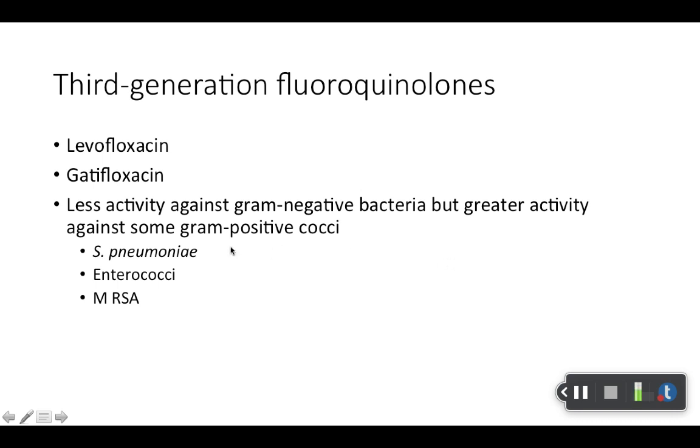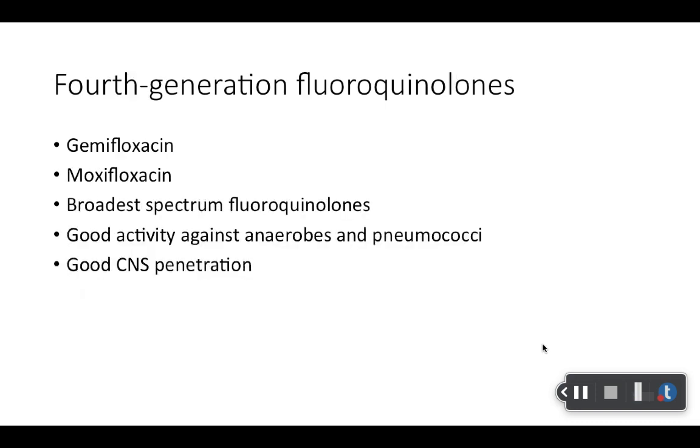So you hear Levaquin mentioned a lot. And then gatifloxacin, which is Tequin. Again, you may hear that referred to out in practice. Overall, these have less activity against gram-negative bacteria, but greater activity against some of the gram-positive cocci. So MRSA is one that these can be superior for. And then, like I mentioned earlier, levofloxacin can be used for community-acquired pneumonia, in addition to the UTI, pyelonephritis, gonococcal, and then the gastroenteritis.